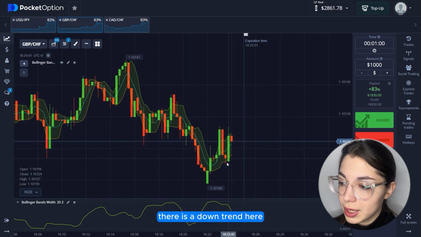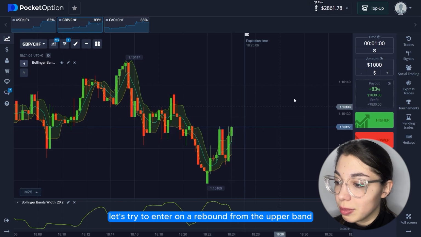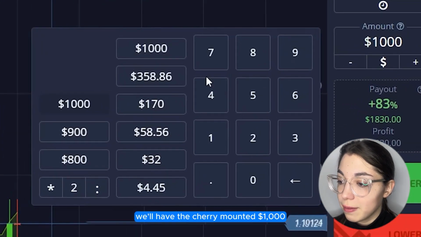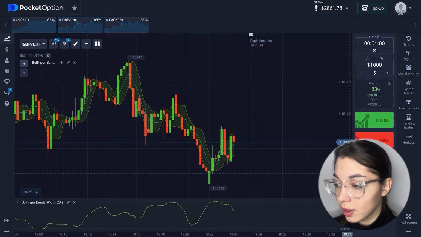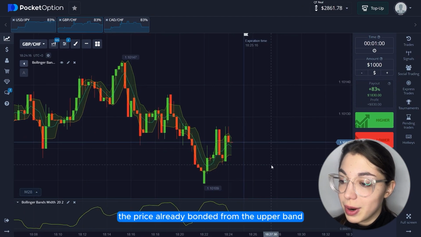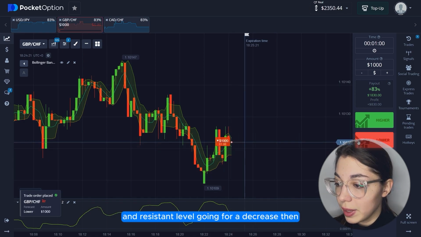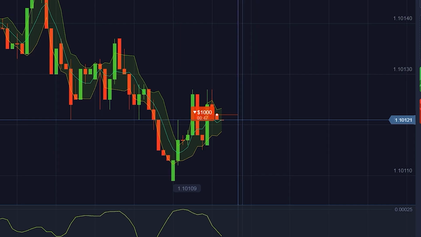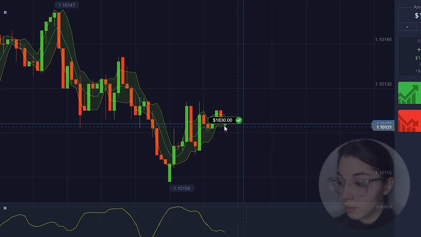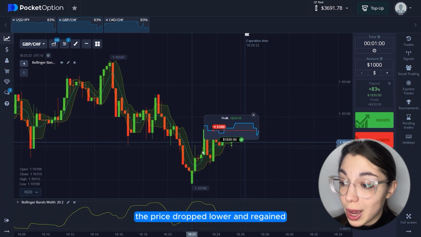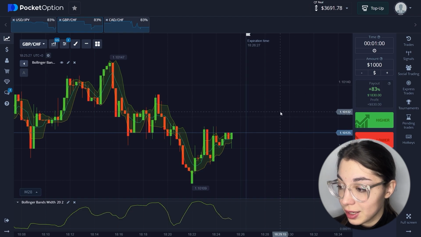There is a downtrend here, and now there is an uptrend, a corrective moment. Let's try to enter on a rebound from the upper band. We'll have the trade amount at $1,000. The price already rebounded from the upper band and resistance level. Going for a decrease then. At the last moment, the price dropped lower and we gained another $1,800.